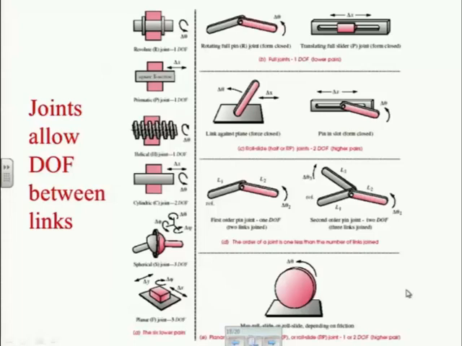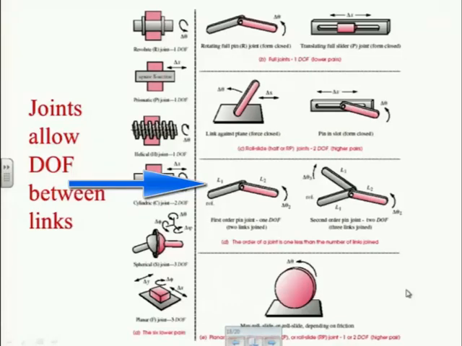The joints are more complex and a lot more numerous. Now, the joints allow a degree of freedom to exist between the links. The simplest example is a pin in a hole. 2 links, 2 holes, put a pin through the 2 holes. You now have an assembly, a kinematic chain, also called a dyad because that means 2. So I've got 2 links connected together. It's a dyad. That's what this is.